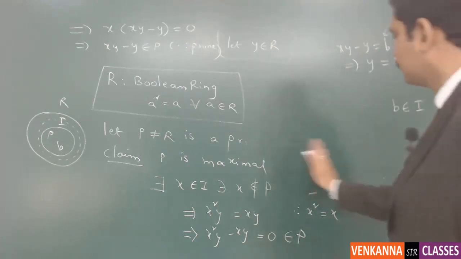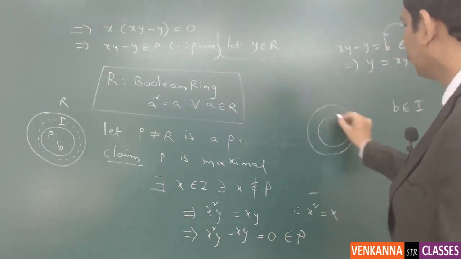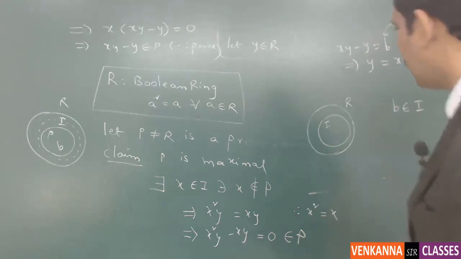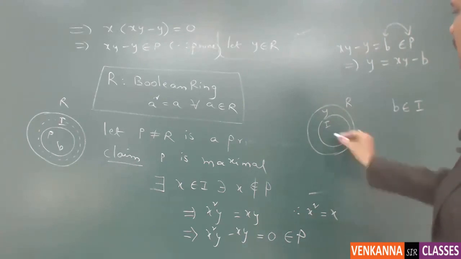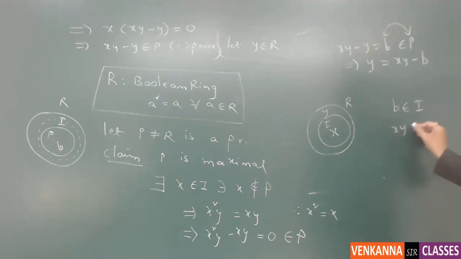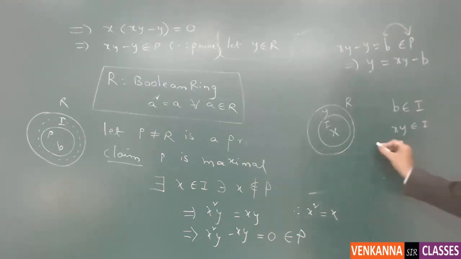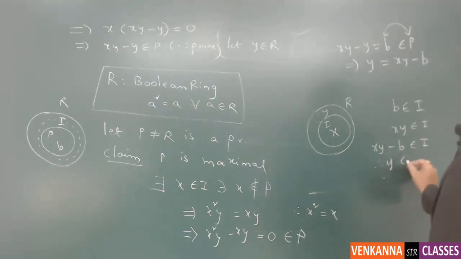Another thing is, you have taken the property like this. This is I, this is the ring R. You have taken that Y is any element in the ring, X is an element in I. From ideal definition, XY belongs to I. So, I contains two elements, XY as well as B. So, from the definition of ideal first condition, XY minus B belongs to I. Therefore, Y belongs to I. Therefore, R is a subset of I.